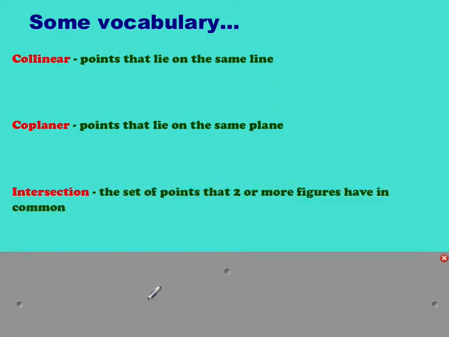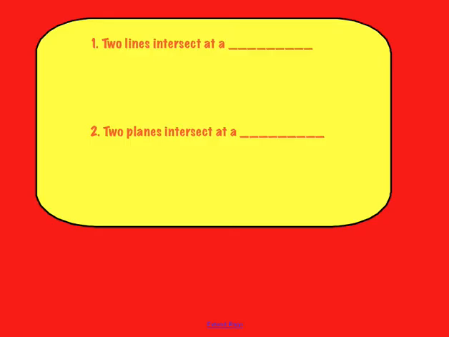Finally, intersection is the set of points that 2 or more figures have in common. So where things intersect. If you think about the word intersection, if you're driving around down the road, because I know you all are getting your license soon, and you hit an intersection, 2 roads are crossing at that intersection. Okay, so just kind of think of that when you're struggling to remember what that means. So let's go ahead and take a look at some ideas. So first of all, 2 lines are going to intersect at a point.